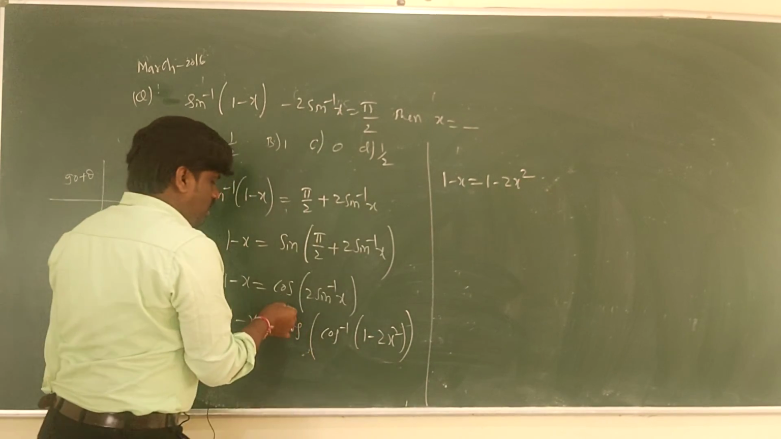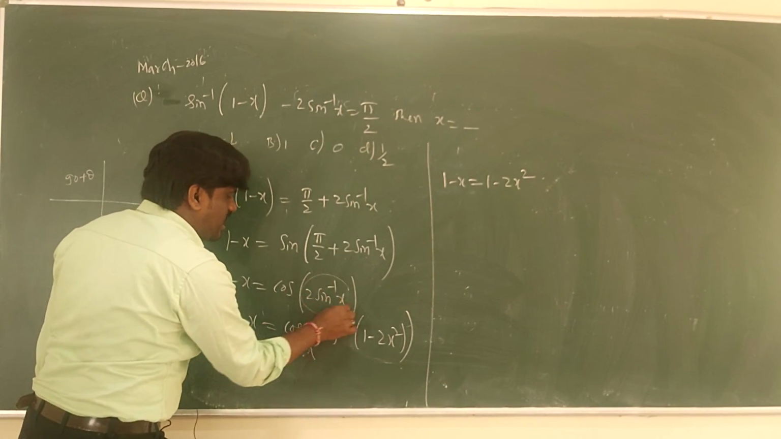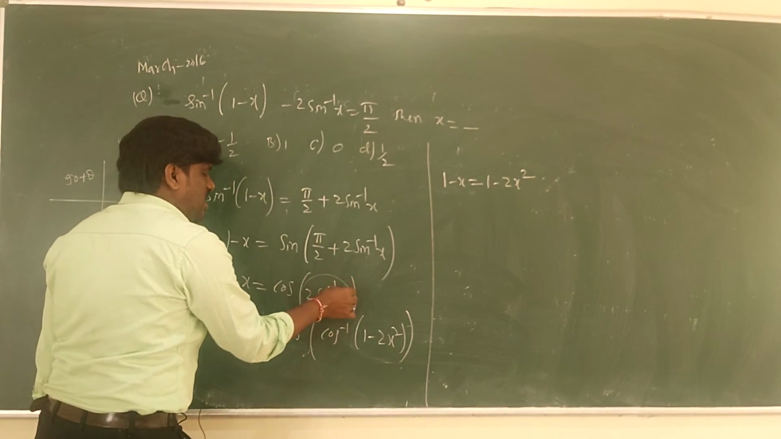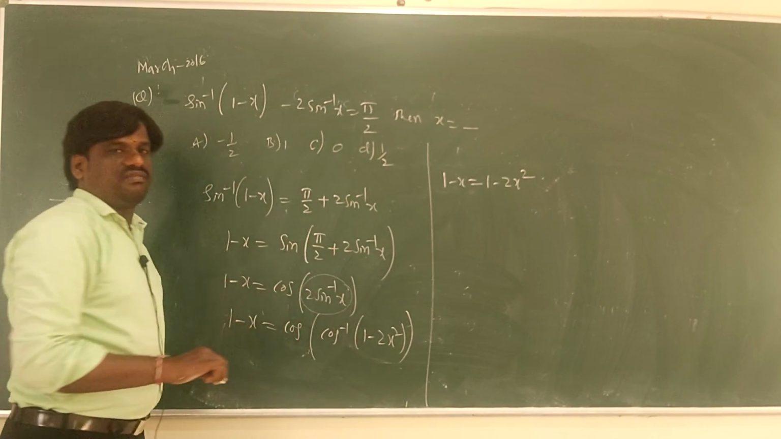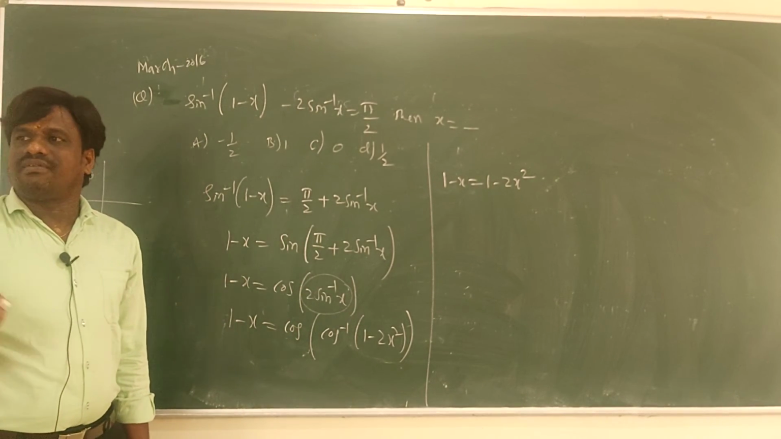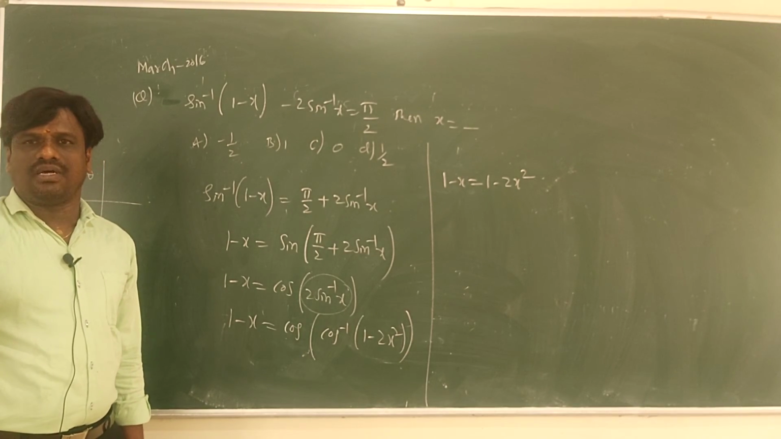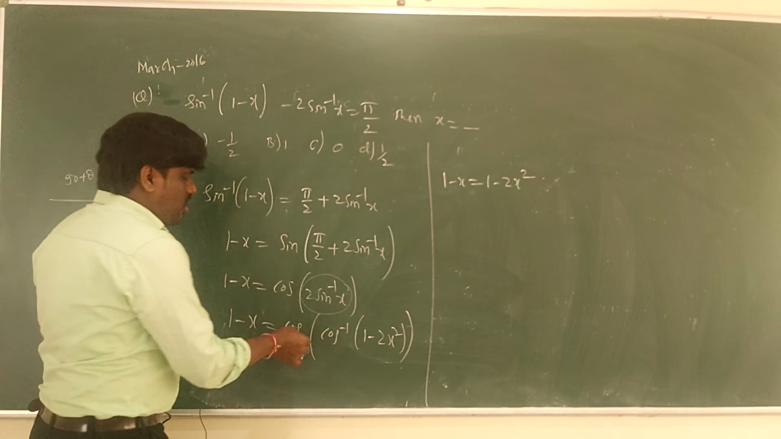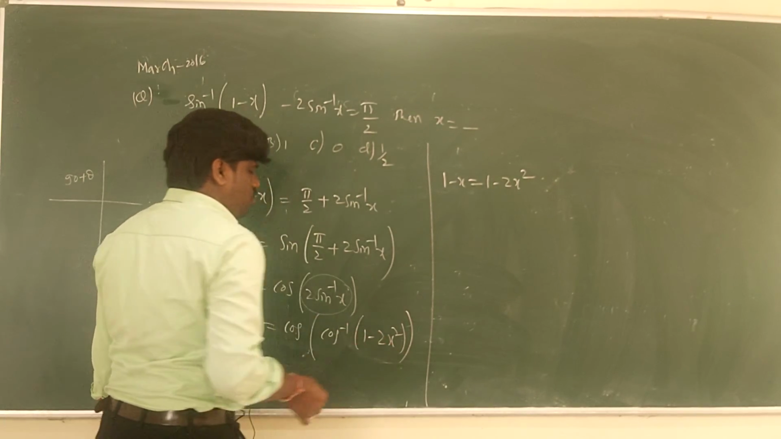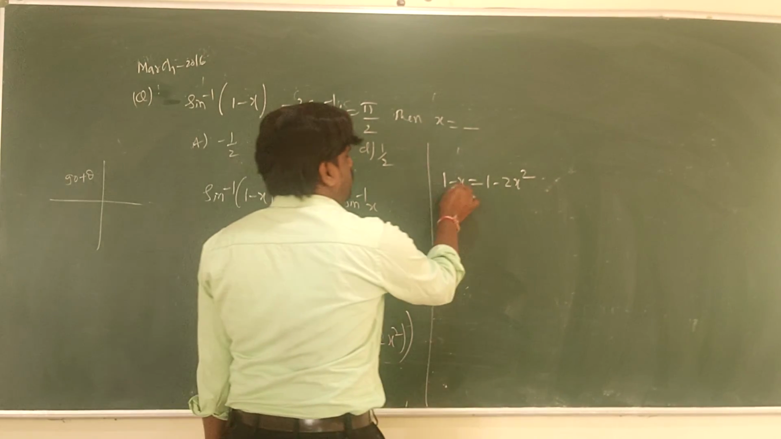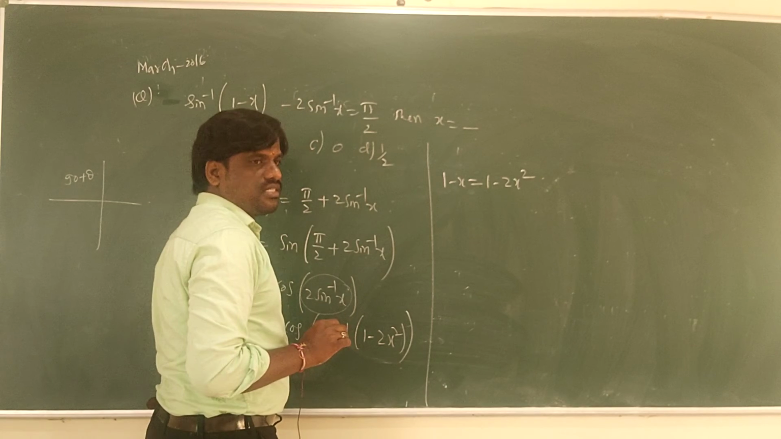Why did we do this here? I required cos of cos inverse x. So 2 sine inverse x we converted into cos inverse. How to convert it? I even explained it in JEE also, you can look at that, and you even have the formula. Okay. So cos of cos inverse is 1 minus 2x square. So you got 1 minus x is equal to 1 minus 2x square.